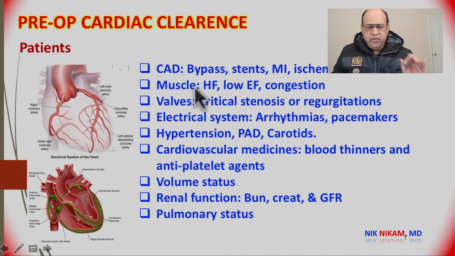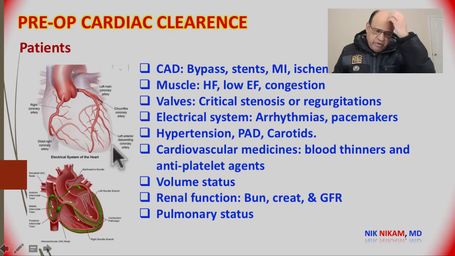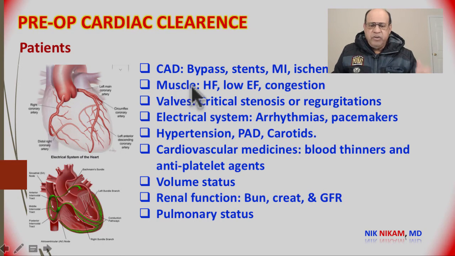Now let's focus our attention on the heart muscle. We talked about the coronary arteries. Now let's talk about the heart muscle. Does this patient have previous history of myocardial infarction and cardiac enlargement? Does this patient have heart failure? Does the patient have low ejection fraction? Is the patient having dyspnea and pulmonary congestion at rest?